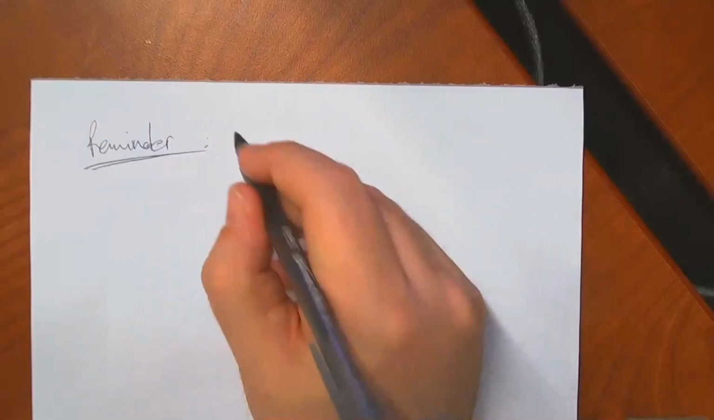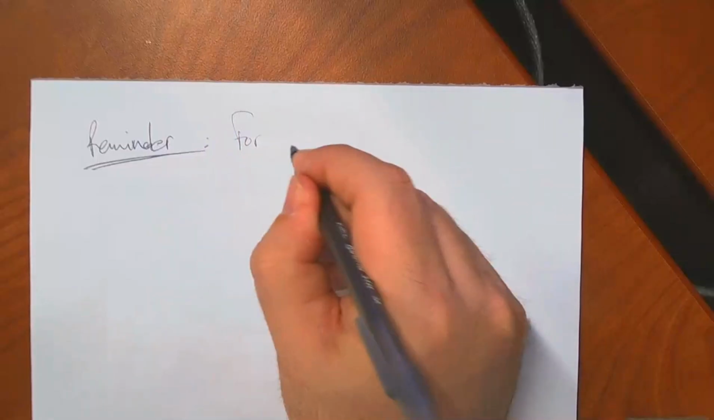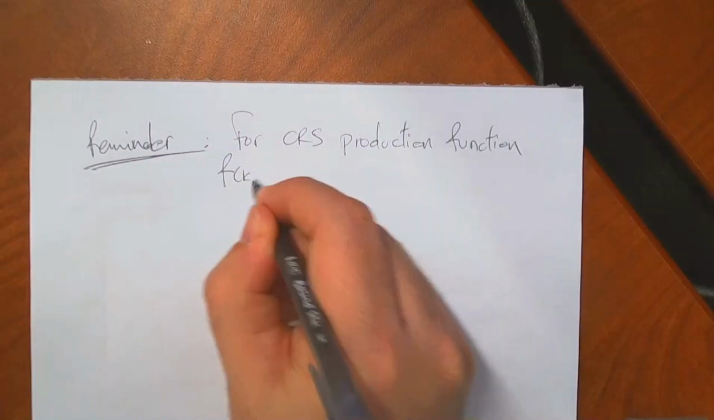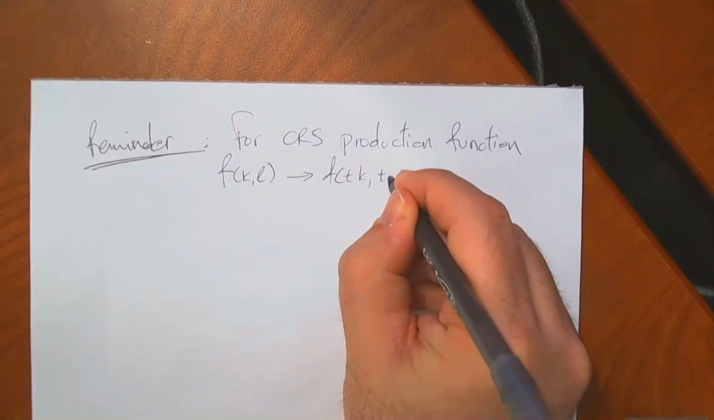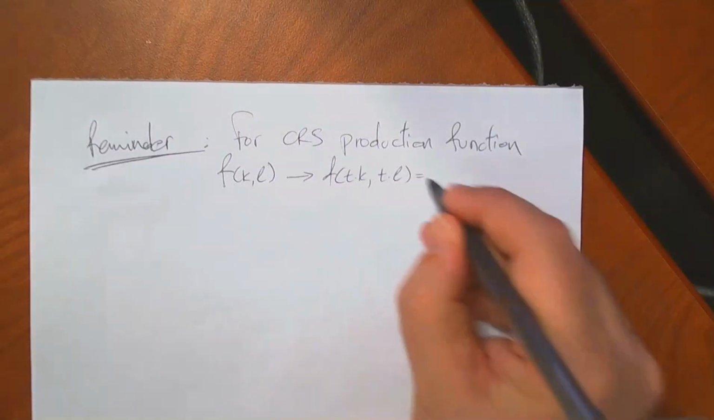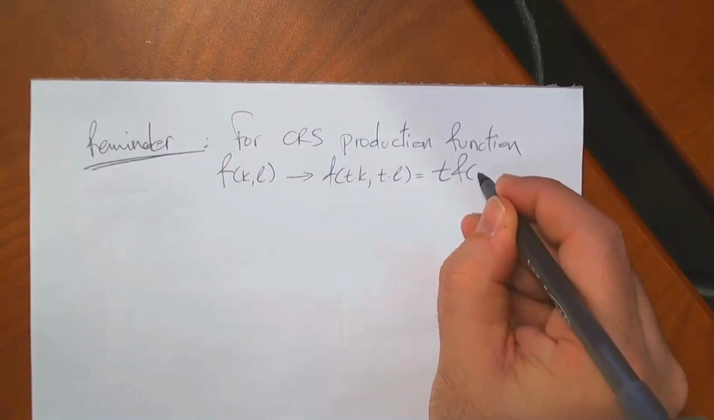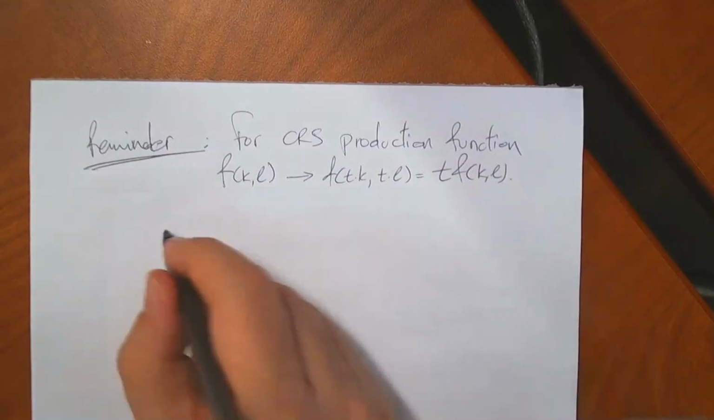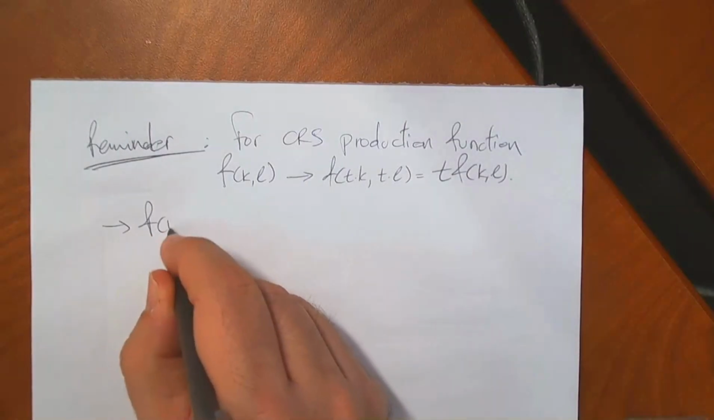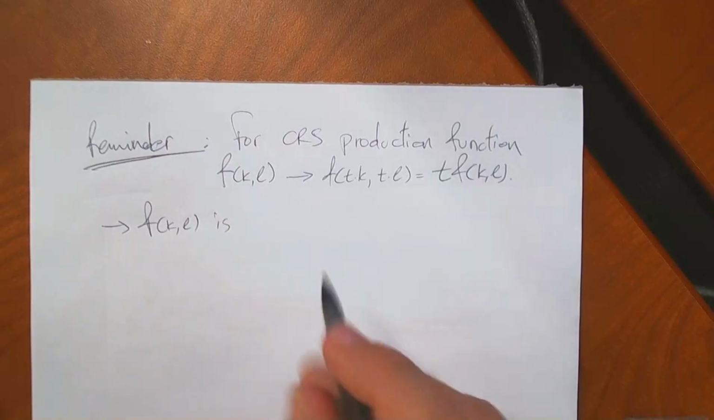Cool. So let's see, what else should we talk about? As a reminder, for constant returns to scale, production function F of K, comma L, F of tK, comma tL is equal to t F of K, comma L. So that means that F of K, comma L is homogeneous of degree 1.